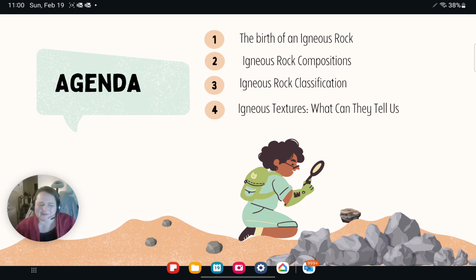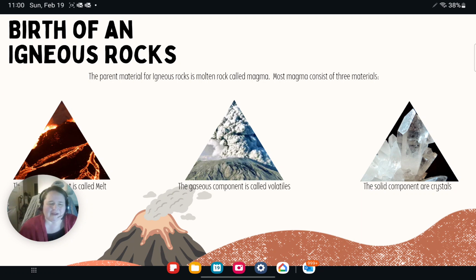I am so excited to be talking to you today about igneous rocks. They're my personal favorite type of rock. We'll be going over the birth of an igneous rock, composition, classification, textures, and seeing what they can tell us about the geologic record. Great, let's talk about the birth of an igneous rock.